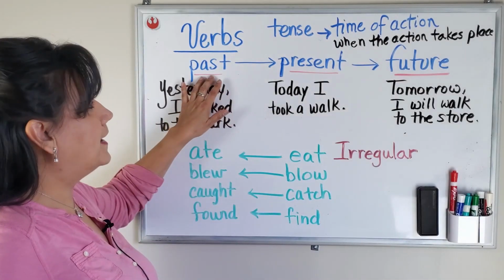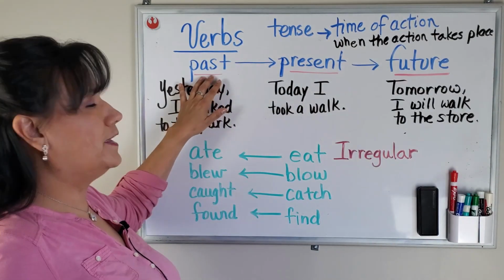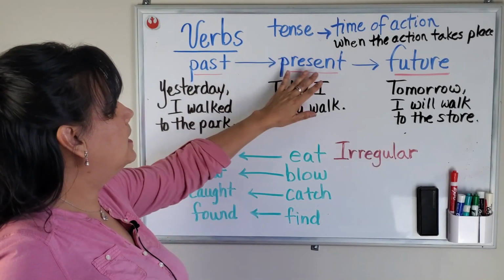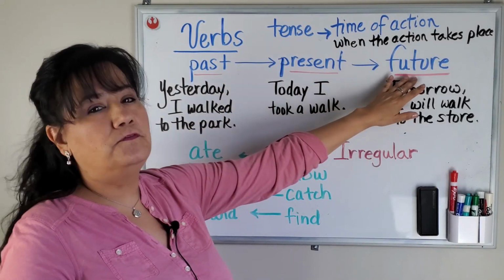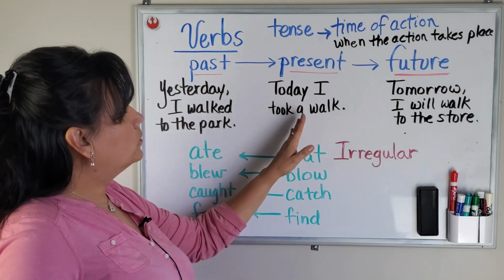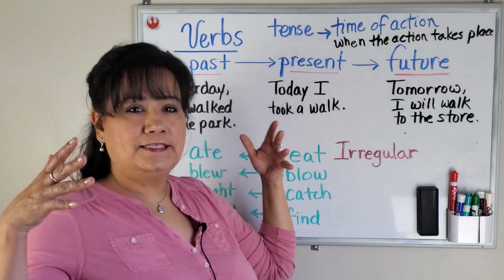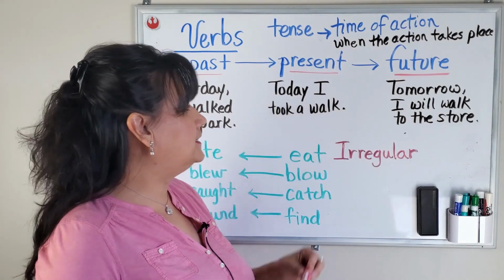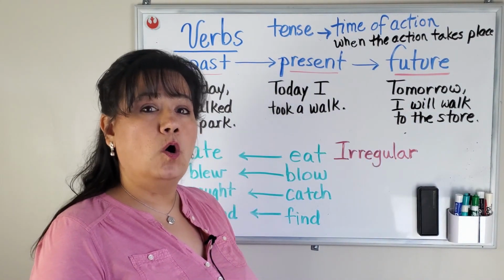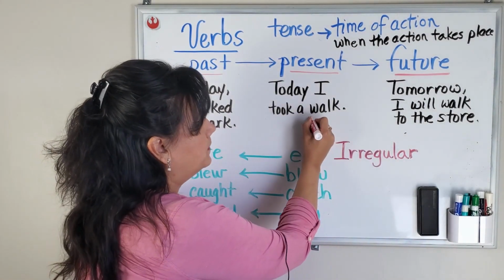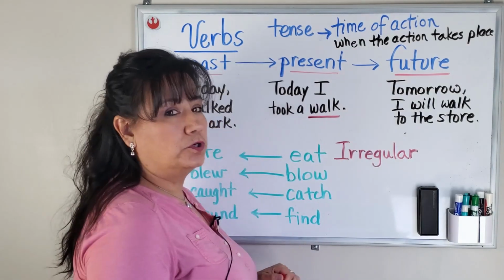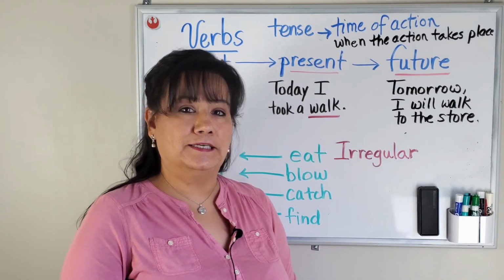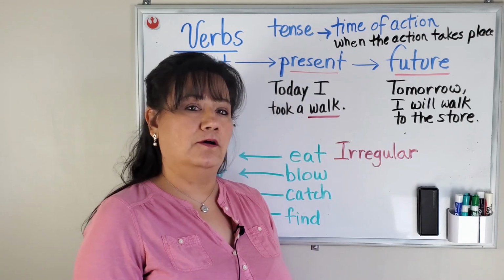So let's look at these arrows. We have past tense, present tense, and future tense. We're going to start with the present tense. That means today, right now. And my sentence is, today I take a walk. The verb is the word walk, and that is in present tense because that is happening now.